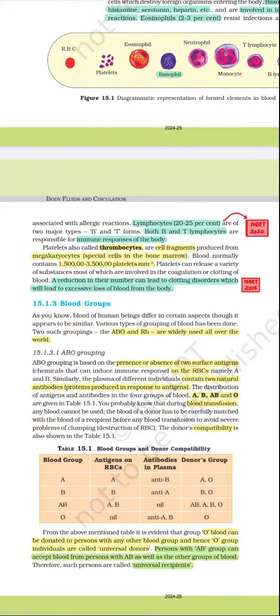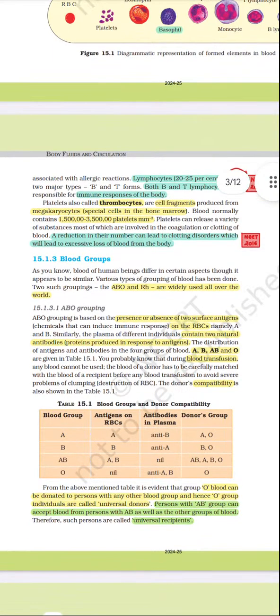Lymphocytes are about 20 to 25 percent. Both B and T lymphocytes are responsible for the immune response of the body. Thrombocytes are cell fragments produced from megakaryocytes, special cells in the bone marrow. There are about 1 lakh 50,000 to 3 lakh 50,000 platelets per cubic millimeter.